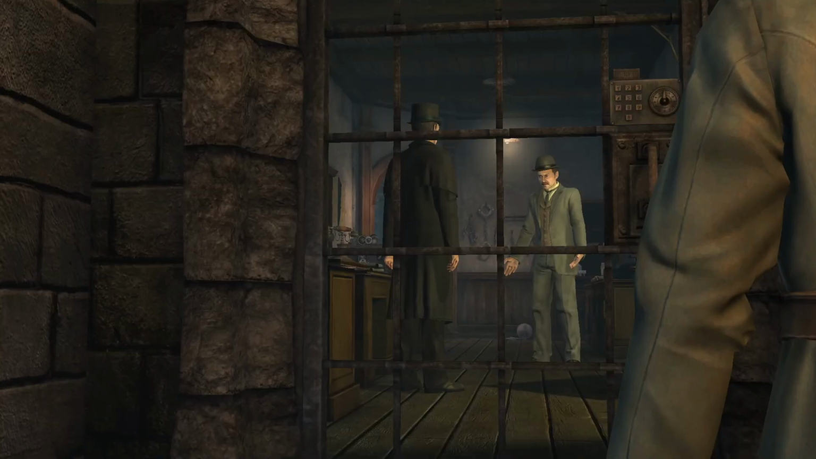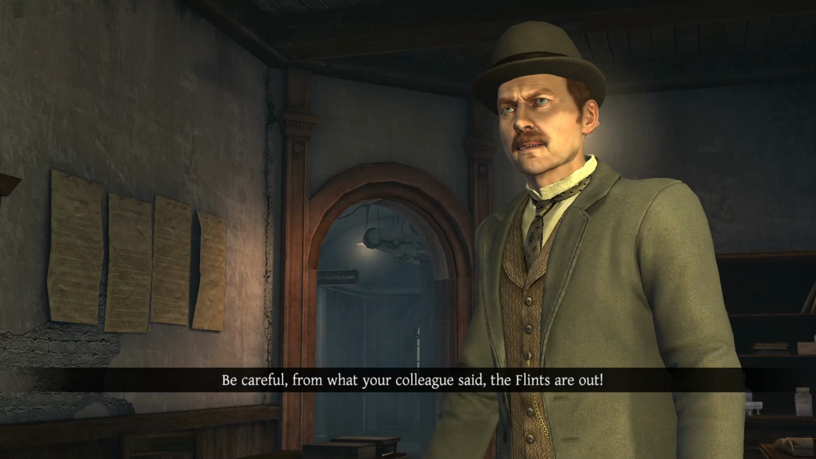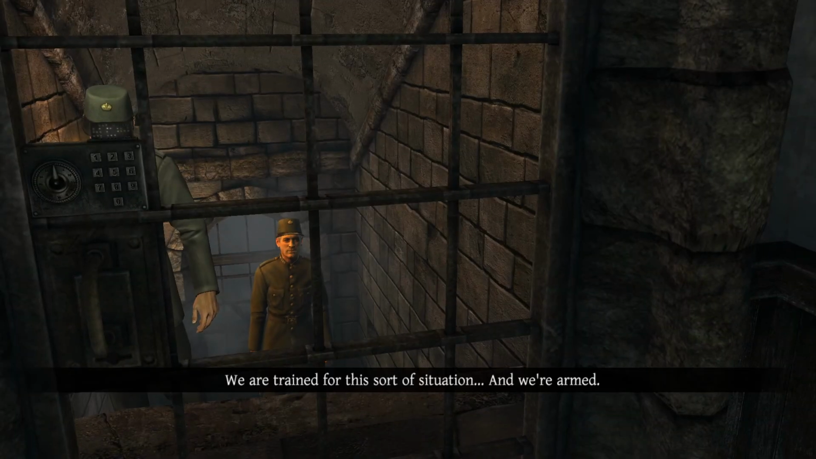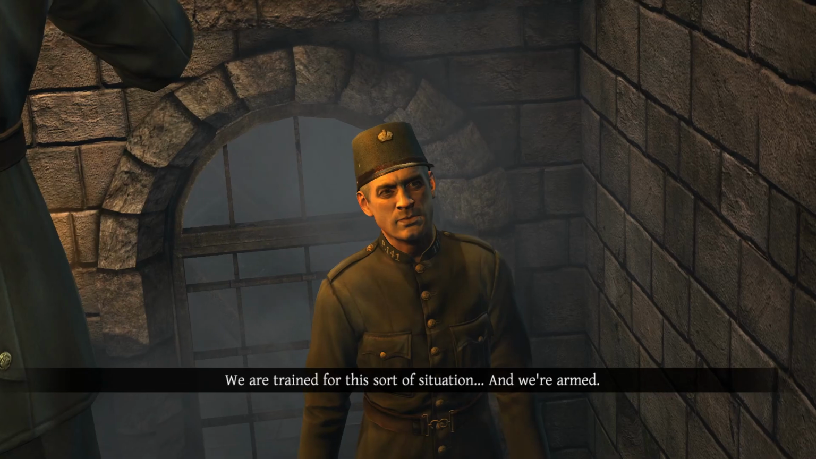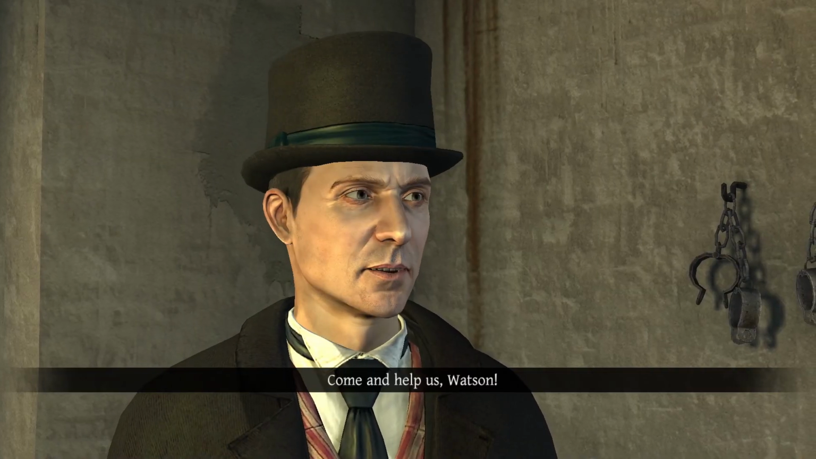Let's go down. Be careful. From what your colleague said, the Flints are out. We are trained for this sort of situation. And we're armed. Come and help us, Watson.